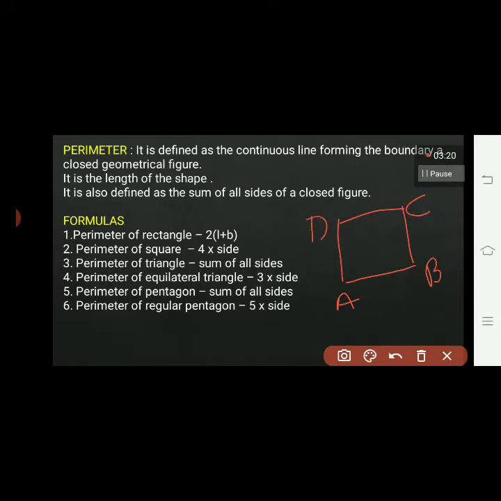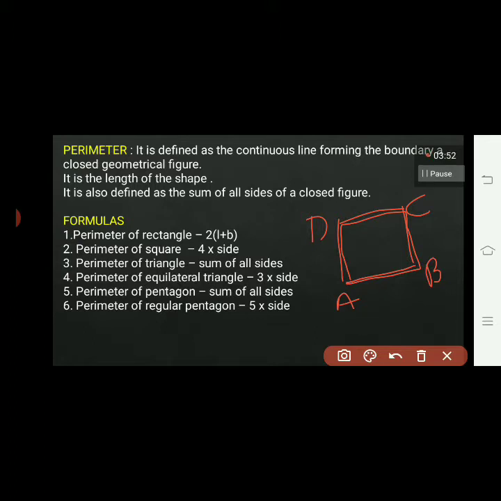This is a quadrilateral. When we want to find its perimeter, the second meaning of perimeter is the length of the figure. Length of the figure means the sum of all the sides. When you calculate the sum of all the sides of the figure, you calculate its perimeter. Like I will calculate AB, then BC, CD and DA. When I add all these measurements of the sides, I will get the perimeter. It is the length of a shape. One definition: it is also defined as the sum of all sides of a closed figure.